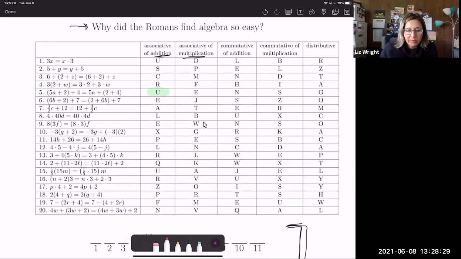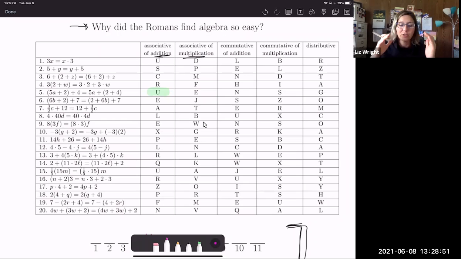Number 6. So we've got 6b plus 2 plus 7 equals 2 plus 6b plus 7. We'll check. Are they in the exact same order? 6b, 2, 7. Nope. 6b and 2 change places, but the 7's still in the same spot. Did the parentheses move?